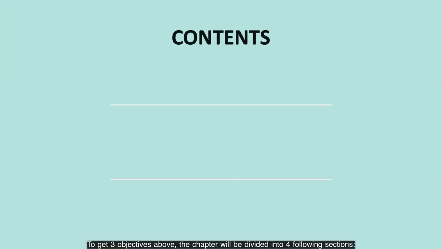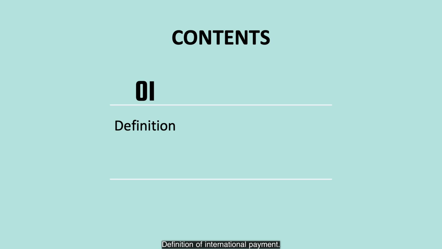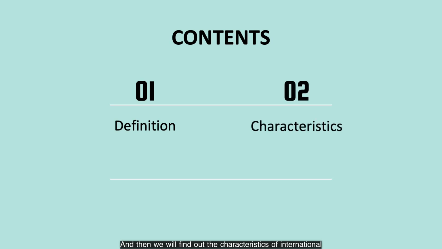To achieve the 3 objectives above, the chapter will be divided into 4 following sections. Definition of international payment. In this section, you will explain what international payment is, and then we will find out the characteristics of international payment to the economy, to exporters and importers.